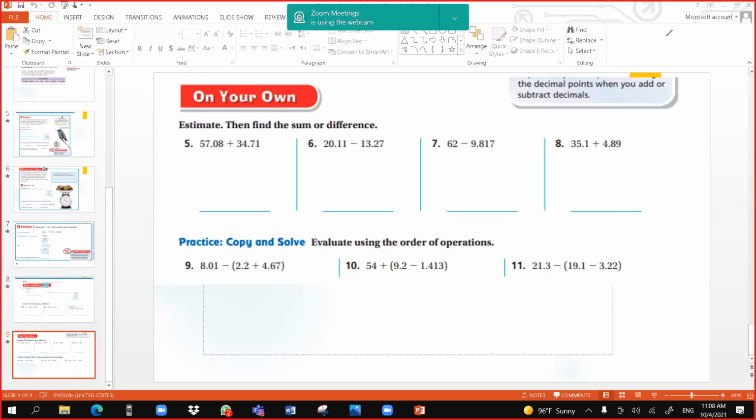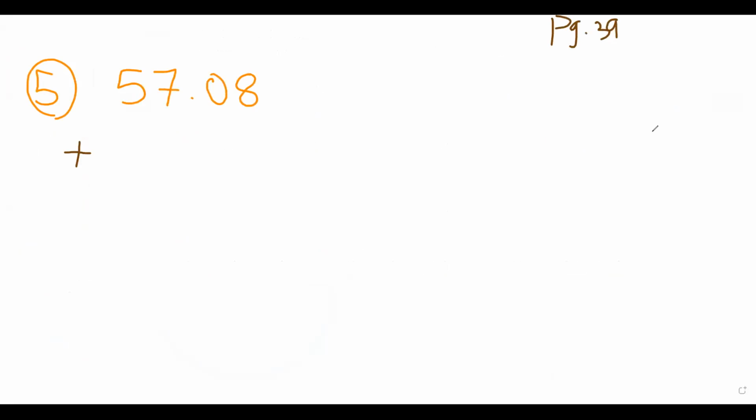Now, let's start with number five. So all of you, please open your book, page 39. Let's solve number five here. 57.39 add 34.71 hundredths. Now, who can help me?